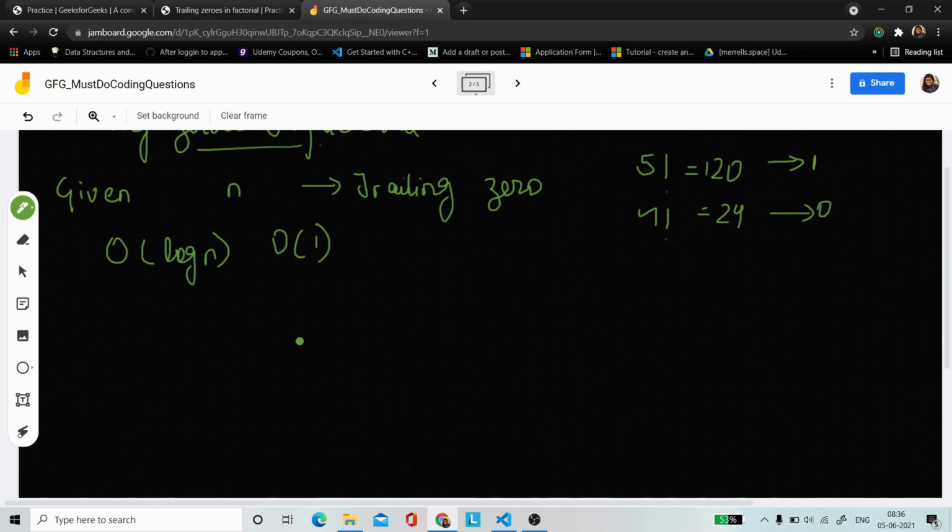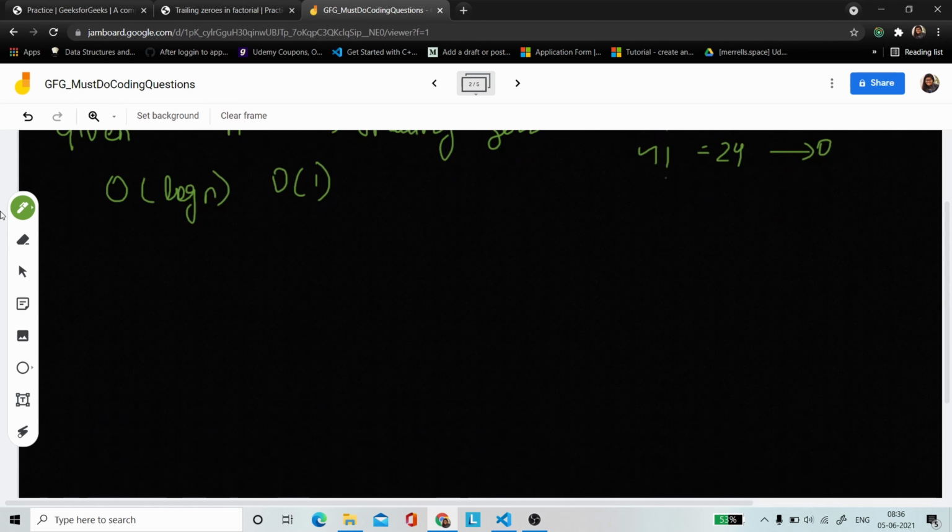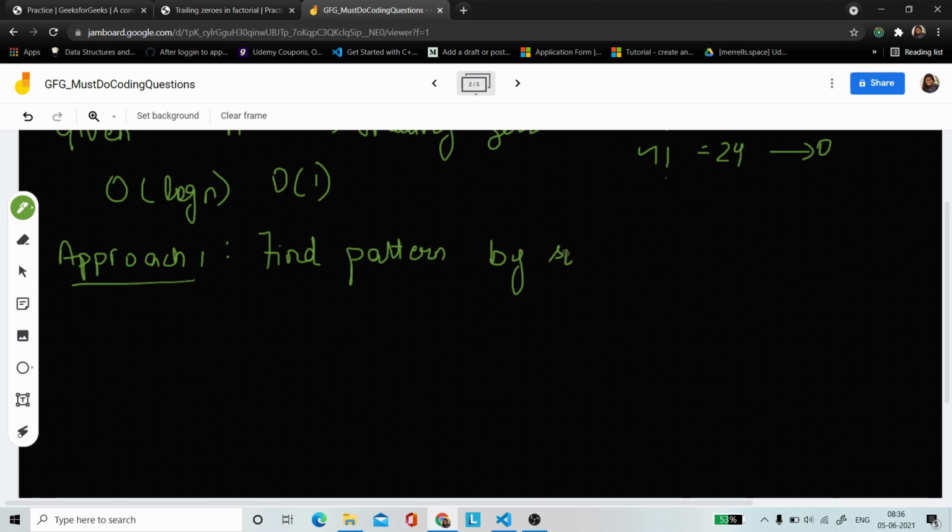Now coming on to an approach, are you able to think of any approach? Not really. So what we can do is, when you are unable to think of any approach to a problem, one thing which helps is to find a pattern. We will try to find a pattern by looking at different test cases.